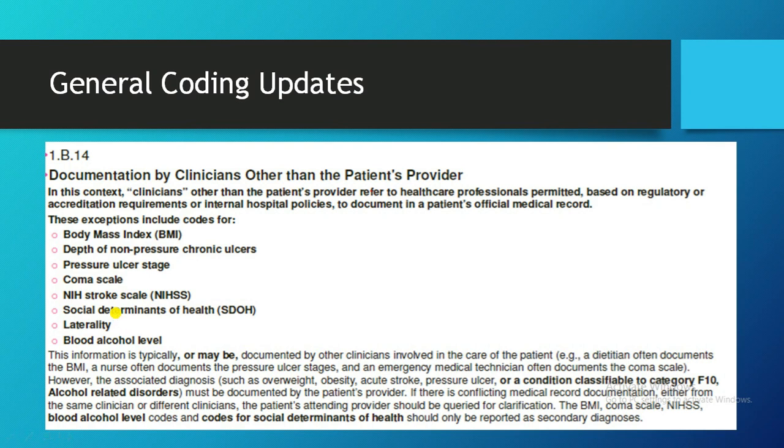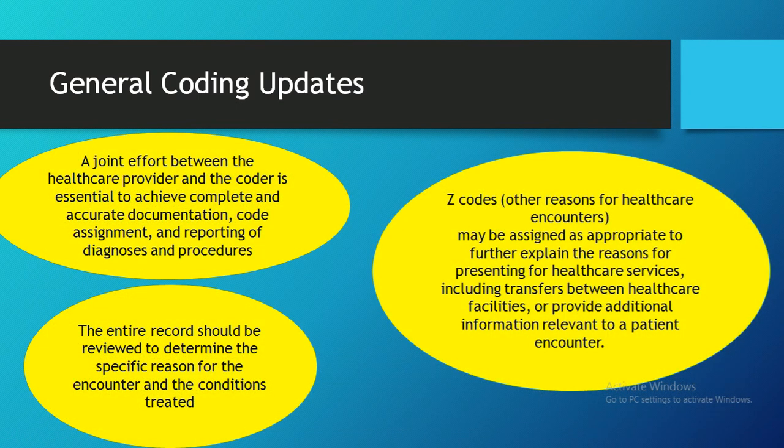We'll see the next few points. There should be a joint effort between the provider and the coder. Why? Because the provider needs to document an accurate medical report and the coder needs to assign the appropriate code. So there should be a joint effort between the provider and the coder. And also, the entire record should be reviewed appropriately by the coder to determine the reason for the encounter.